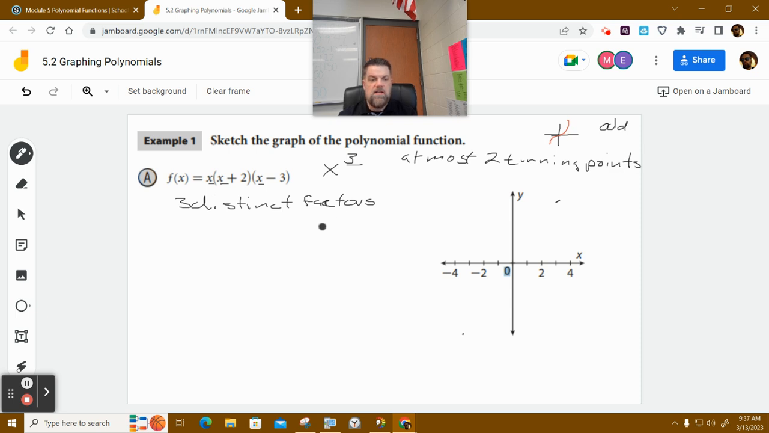Okay. All right, cool. So what are the zeros? Well, I'll do the first one, x equals 0. You guys do these. X plus 2 equals 0, and x minus 3 equals 0. I'm just taking the factors and solving them. What's this one going to be? X equals what?